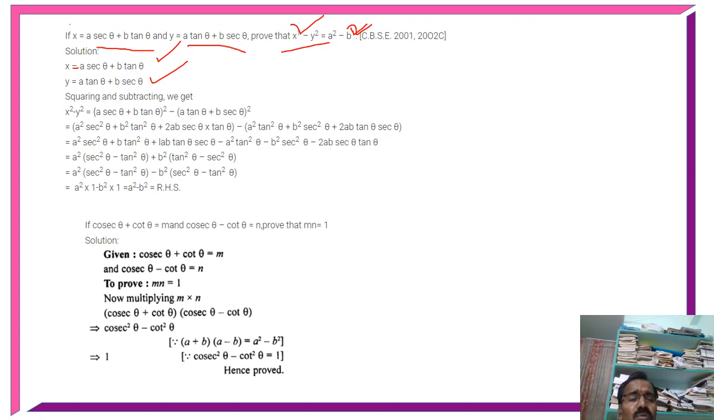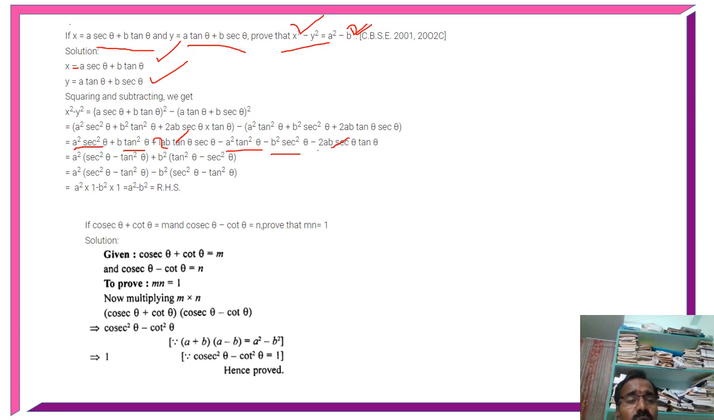It is a plus b whole square form, a square plus b square plus 2ab. So a square secant square theta plus b square tan square theta plus 2ab secant theta tan theta, minus of again a plus b whole square form, a square tan square theta plus b square secant square theta plus 2ab tan theta secant theta, and simplify. We can write a square terms one side, b square terms one side. When we multiply by minus symbol, the sign will change and these two get cancelled automatically, plus and minus get cancelled.